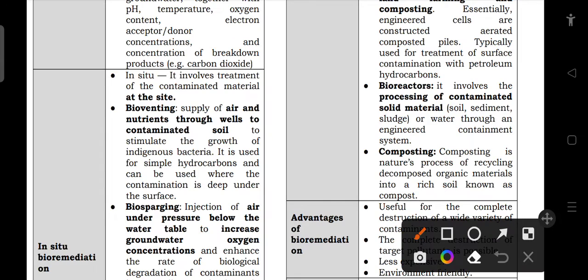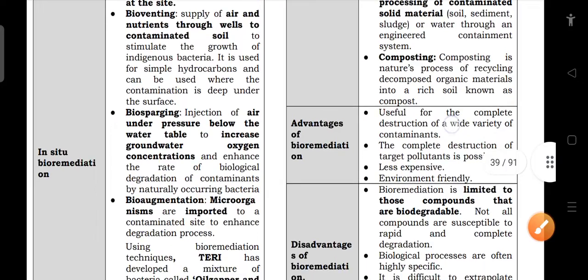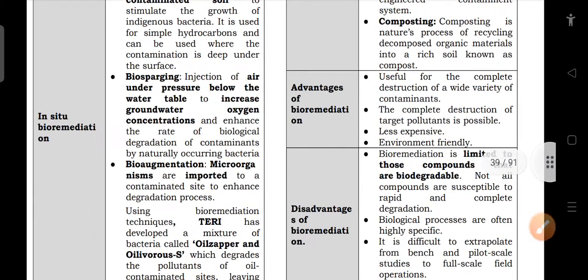Now the next one is composting. We already saw land farming plus composting is equal to biopile. What is this composting? We have heard it is a natural process of recycling. All the organic material, we will dig a big pit kind of thing and put all the biodegradable material in it. It will be converted into manure or compost, which can be used as manure later. This is composting.